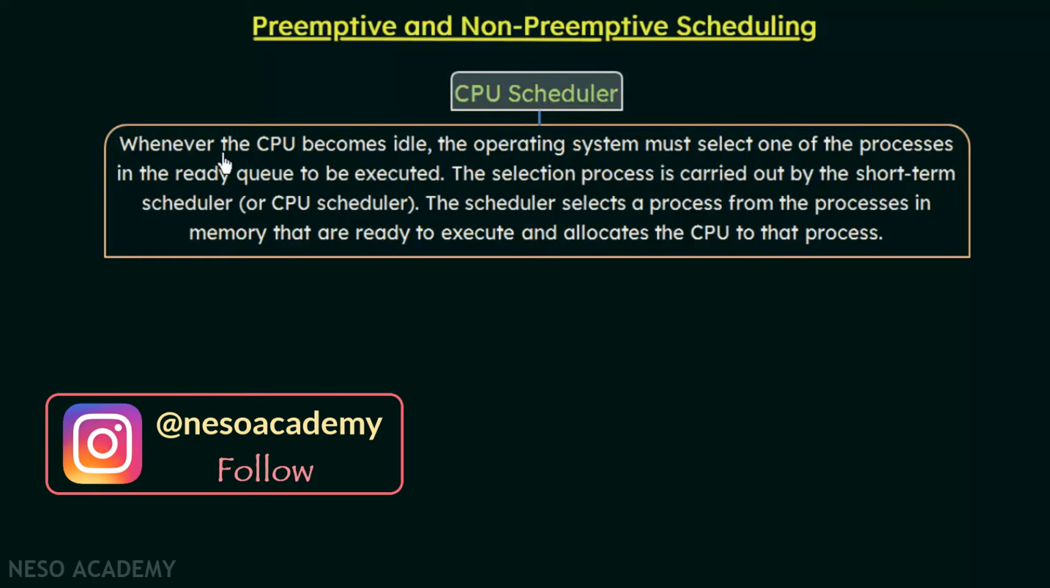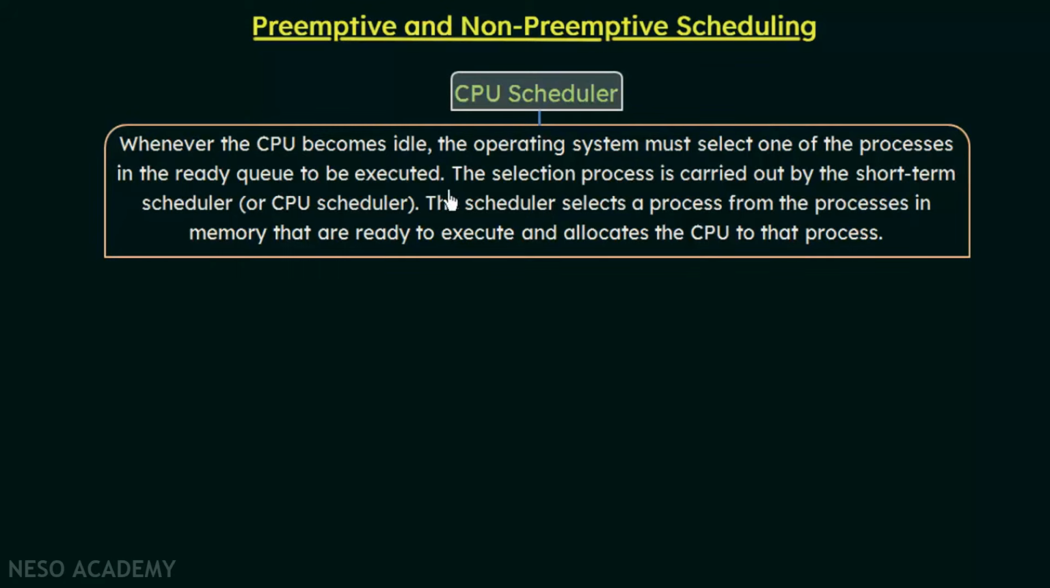It says here, when the CPU becomes idle, the operating system must select one of the processes in the ready queue to be executed. The selection process is carried out by the short-term scheduler or CPU scheduler. The scheduler selects a process from the processes in memory that are ready to execute and allocates the CPU to that process. From the name itself, we can understand that the CPU scheduler is the one who is going to select the process that will get the CPU for its execution.